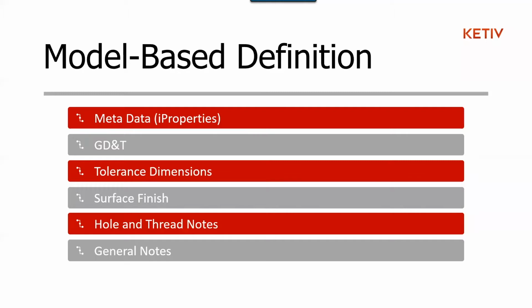Here, though, we want to show what that looks like inside of a model-based definition, or inside of the actual part itself, without necessarily having to create that 2D drawing. So when you combine all these things, what do you really get? You're left with essentially a model that's ready for production without the need for a 2D drawing.